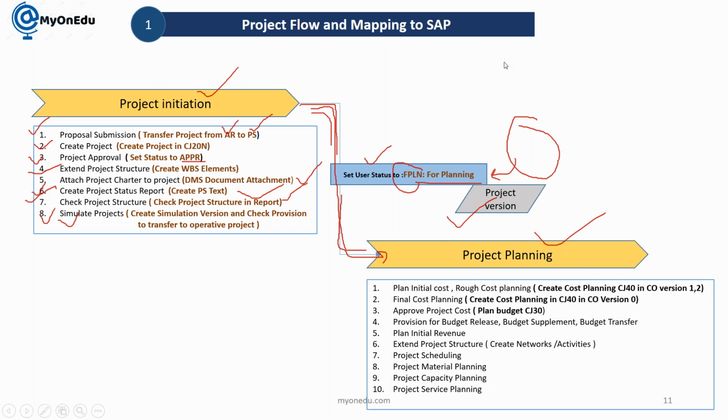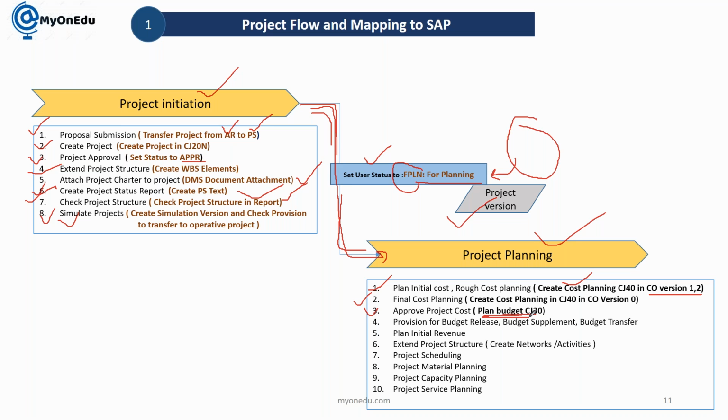We will understand how we can plan the cost here, rough cut cost planning. Let's say when the project is going to start, your detailed data will not be available. So rough cut cost planning, how you can do that, you can do in CJ40 in different controlling area versions. So you can have different copies like 1, 2, 3, 4, 5 as per your requirement. Then you can have the final version of cost planning, and then cost will be approved, which will be considered as budget. So when you are explaining in your interview, you have to be in flow.